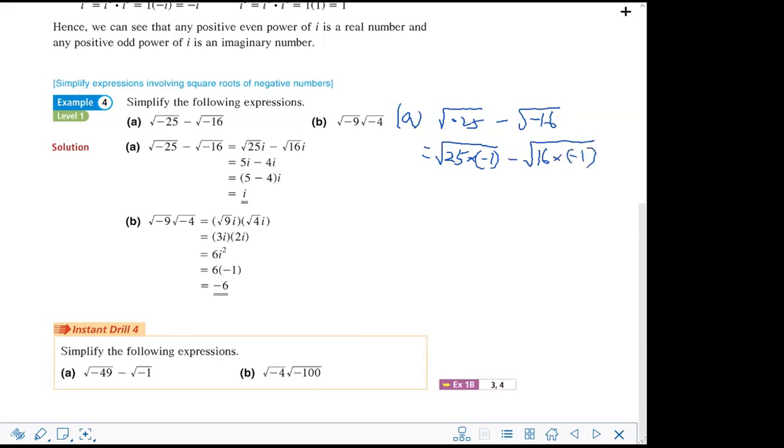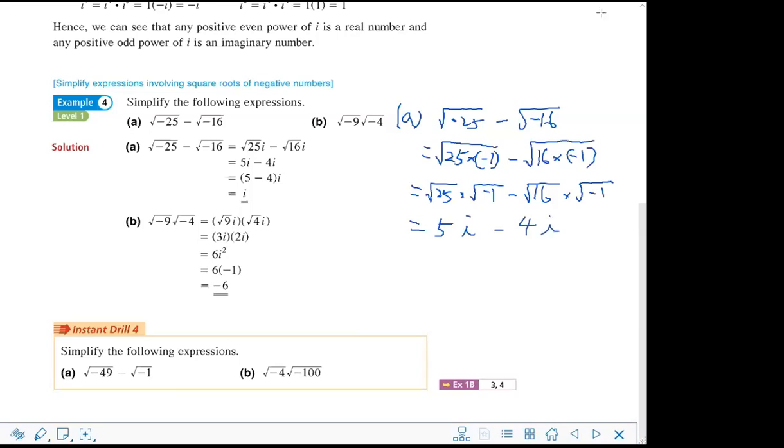Square root of negative 16 becomes 16 times negative 1. And then we split the square roots into two parts: square root 25 times square root of negative 1, minus square root of 16 times square root of negative 1. Square root of 25 becomes 5, and square root of negative 1 becomes i. Minus square root 16 becomes 4, and then it is also i.